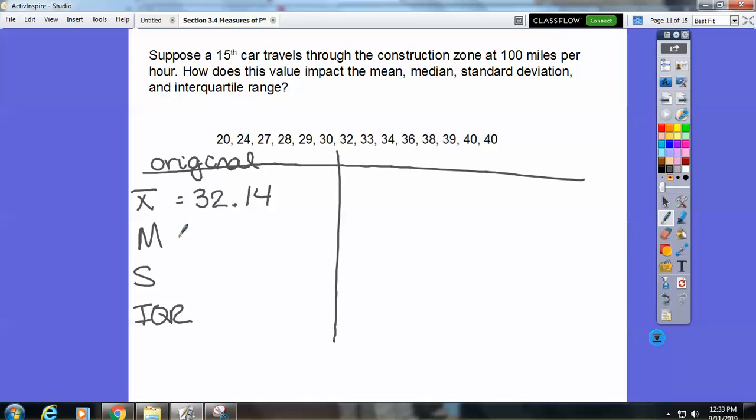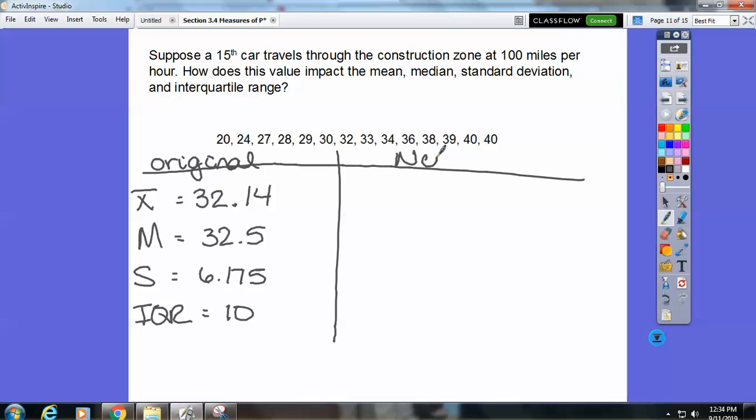The mean is 32.14, our median was 32.5. Standard deviation, this would be the sample because I only looked at 14 cars, so that would be 6.175. Interquartile range is quartile 3 minus quartile 1. Your calculator tells you those two values, so you subtract them. Quartile 3 was 38, quartile 1 was 28, so we get 10.